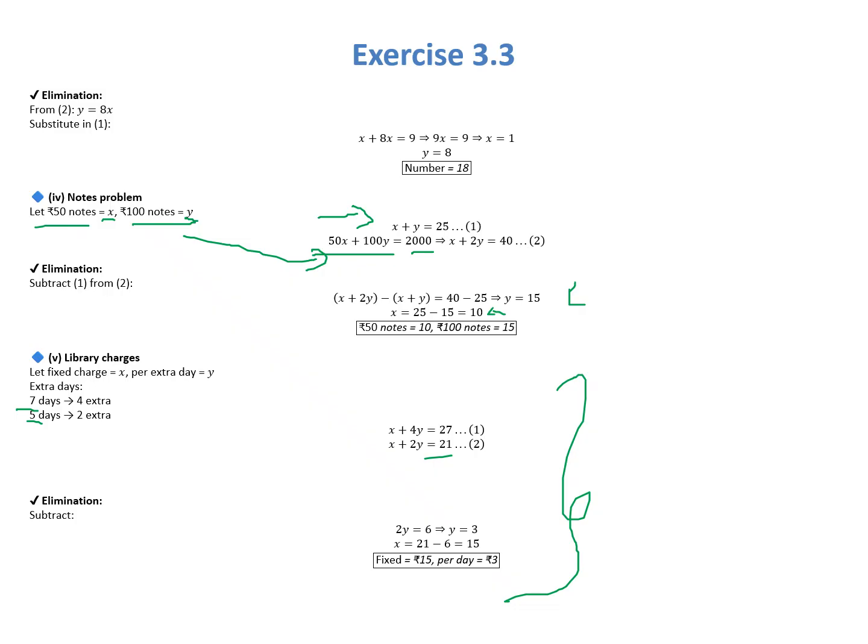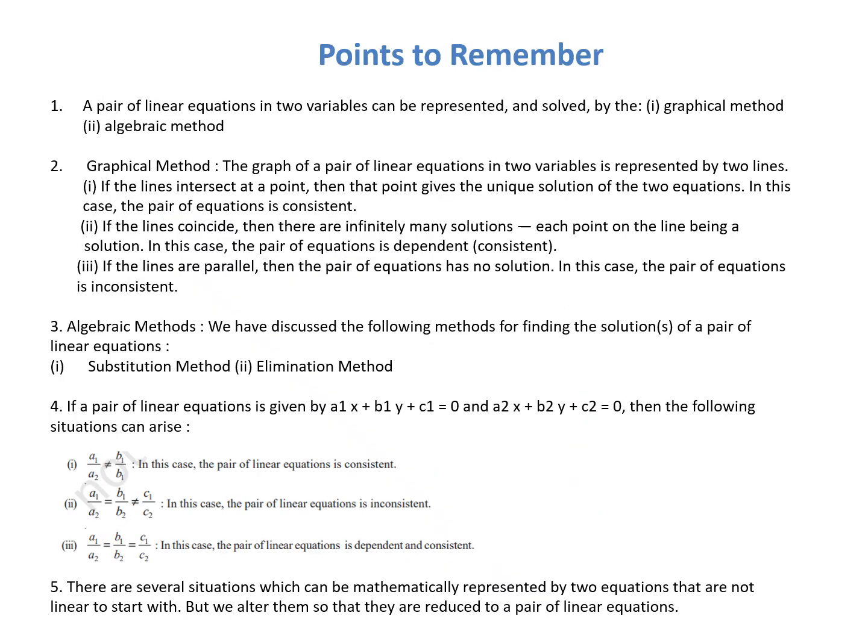Now we'll quickly go to the next slide and look at some of the key points that we need to remember as a part of this chapter. A pair of linear equations in two variables can be represented and solved by the graphical method and the algebraic method. Within the algebraic method, we understood that there are two methods, substitution and elimination. The graphical method is the graph of the pair of linear equations in two variables.